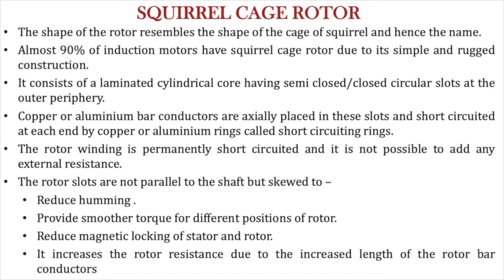It consists of a laminated cylindrical core having semi-closed or closed circular slots at the outer periphery. Copper or aluminum bar conductors are placed in these slots and short-circuited at each end by copper or aluminum rings called short-circuit rings. The rotor winding is permanently short-circuited and it is not possible to add any external resistance.